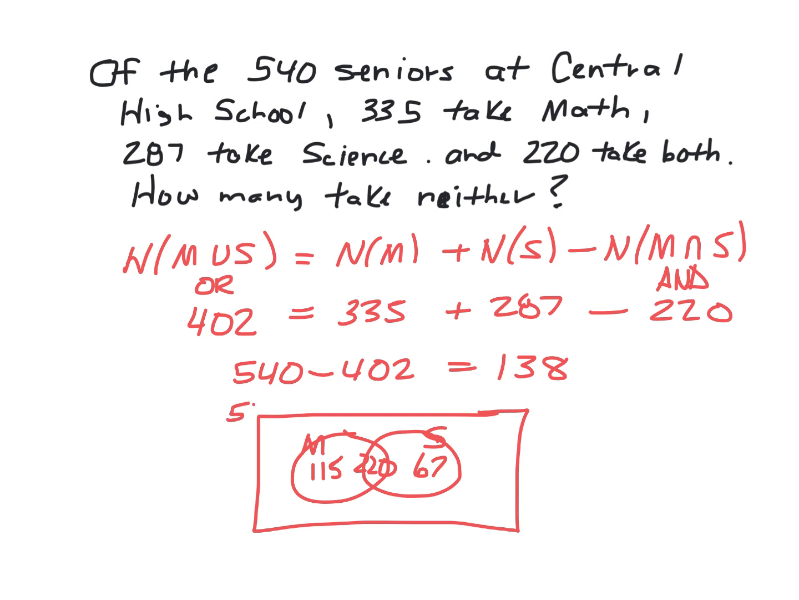Now, there's 540 seniors total. So in this outside section, there would be another 138 that take neither one of those. If we add these up, those four numbers would add up to be the 540.